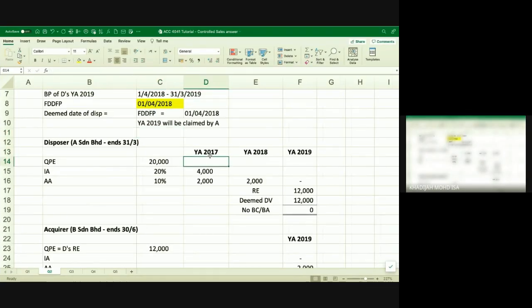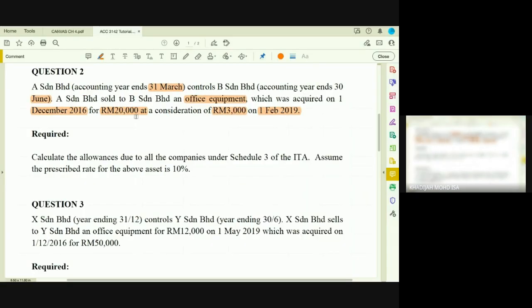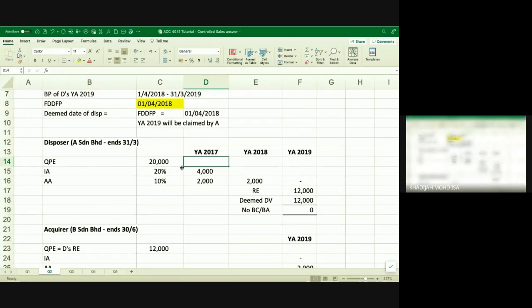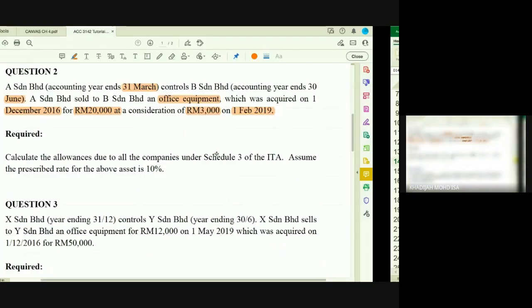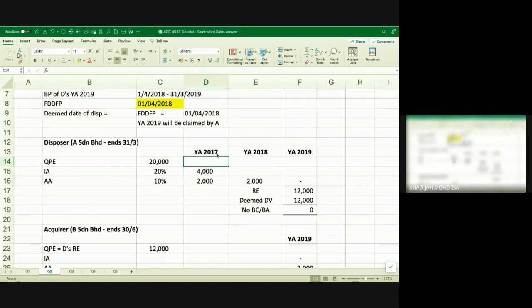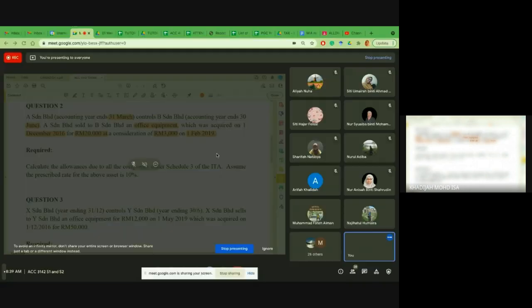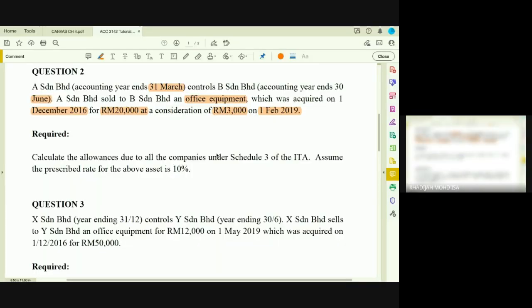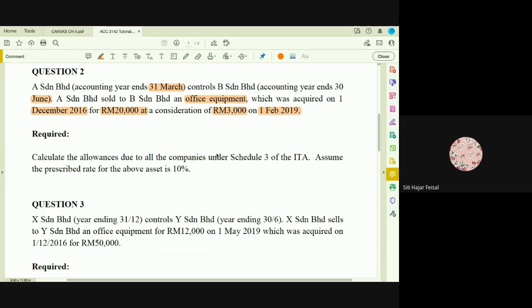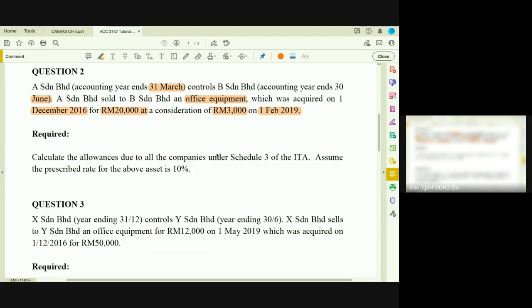So for the disposer, first claim the asset that was purchased at 20,000. So you have 20,000 claimed in YA 2017. Why do you have to claim in YA 2017? Why is it not 2016? Because the accounting year end is 31st March. For December 2016, that's why the YA is YA 2017.